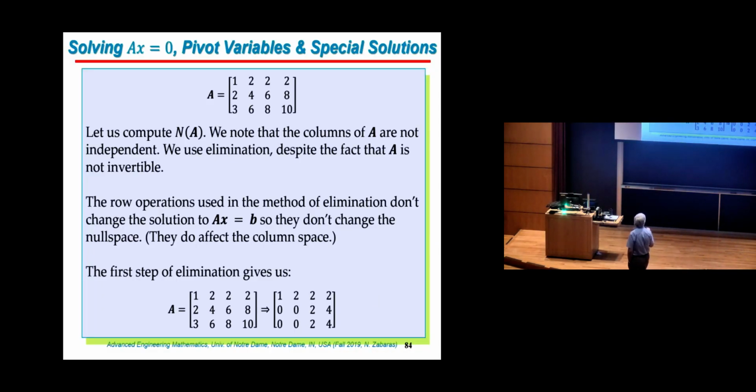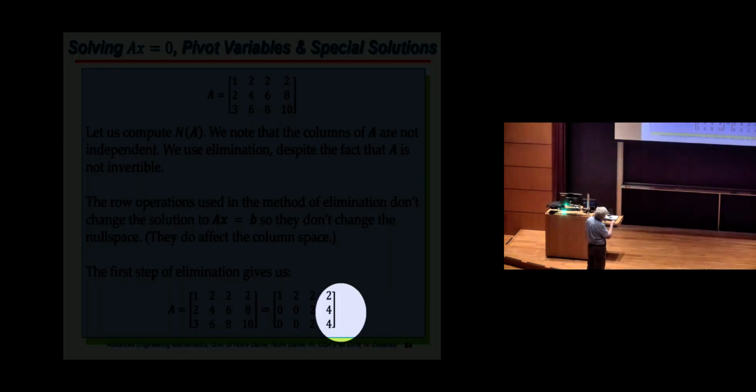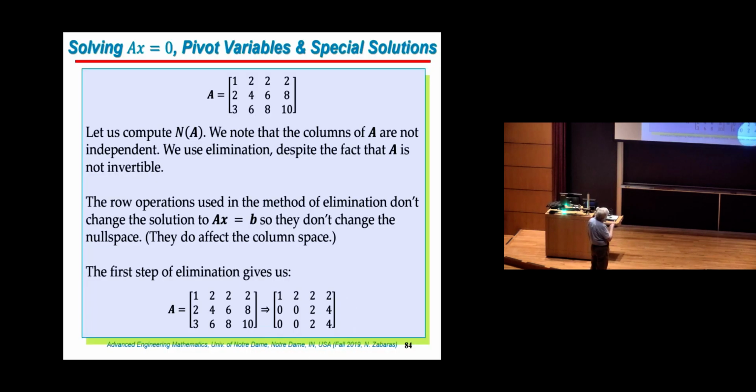So if you start the elimination process, this is what you get. Are you surprised that you get 2 and 4 there and 2 and 4 there? No, because you know the third row is obviously dependent. It's the sum of the other 2 rows. So this is what we get. Okay.